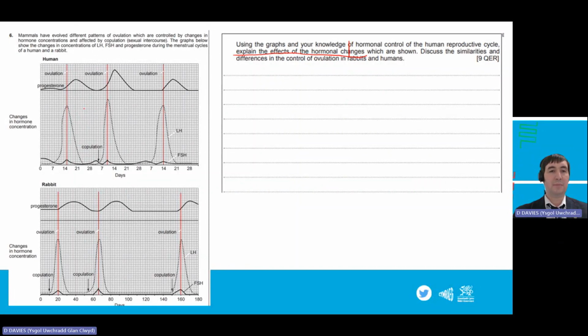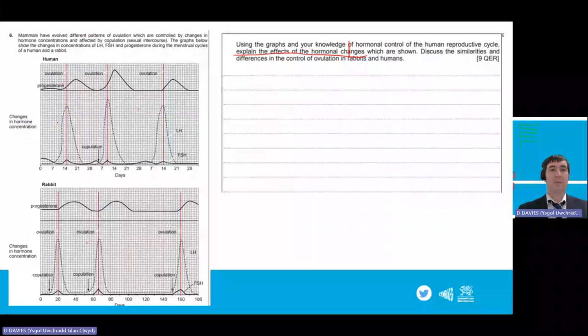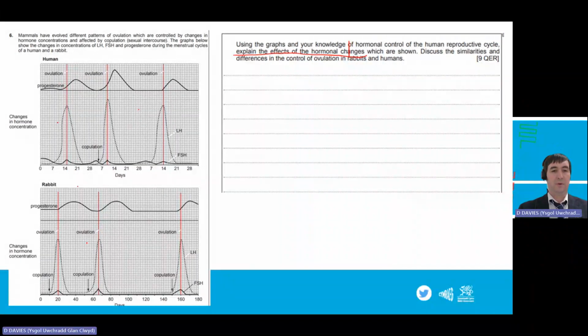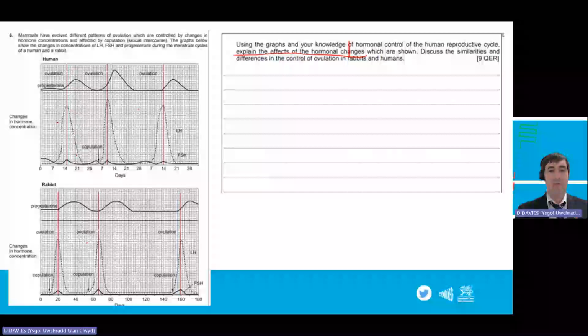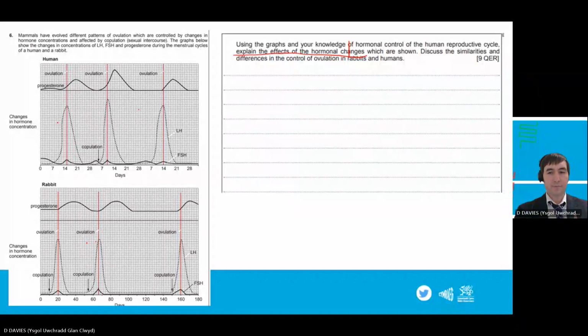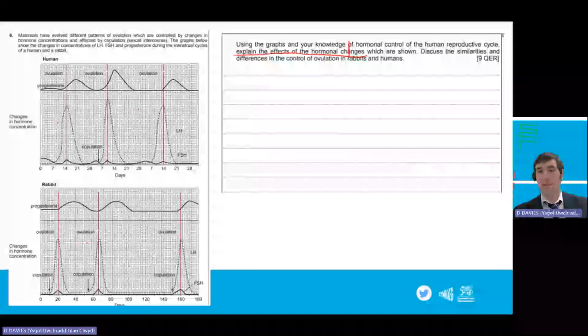So what is similar between this one and this one? What is different between this one and this one? Okay, and even be that systematic. Okay, so talk about what happens to the progesterone level here, talk about what happens to the progesterone level there, talk about what happens to the LH here, talk about what happens to LH here. Yeah, and doing a comparison makes it more difficult for the marker not to give you the mark.